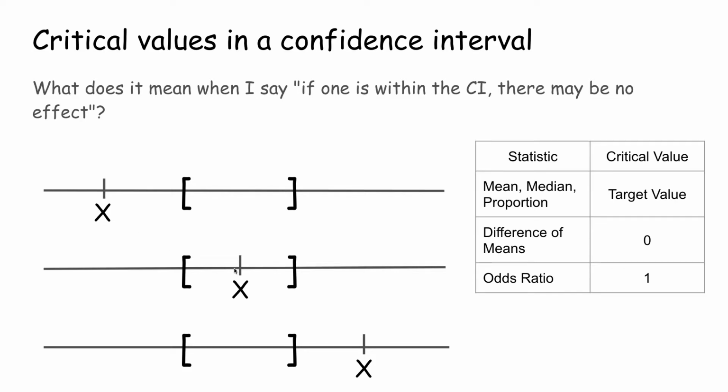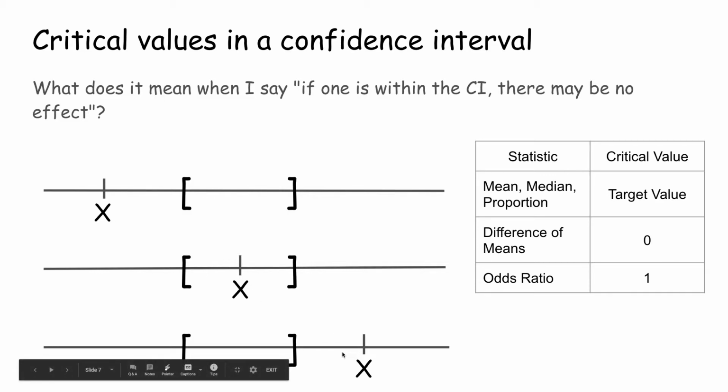Here in the middle, you can see that our critical value is inside the confidence interval. So maybe our confidence interval stretches from 12 to 20. In that case, we can't rule out the possibility that we did not reach our goal with 95% probability.